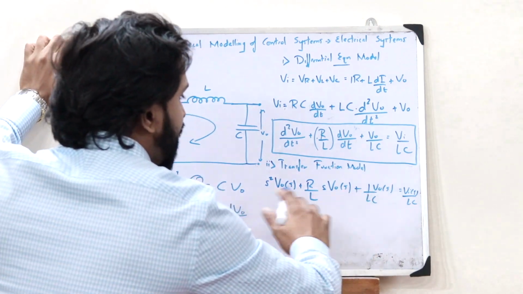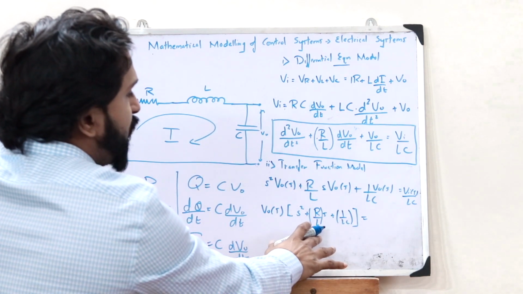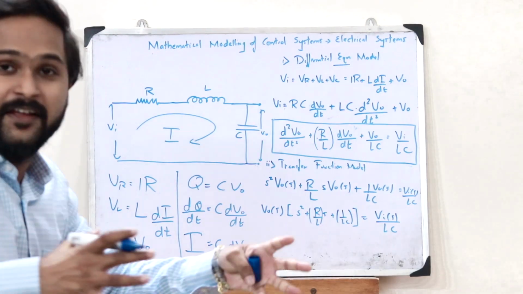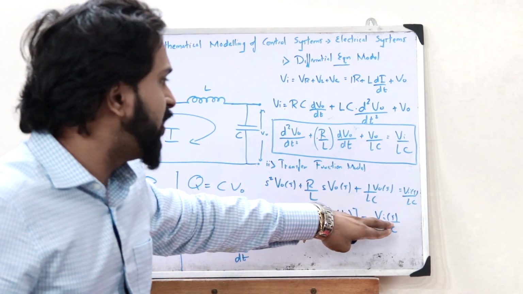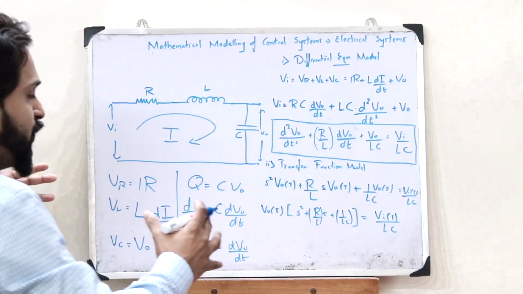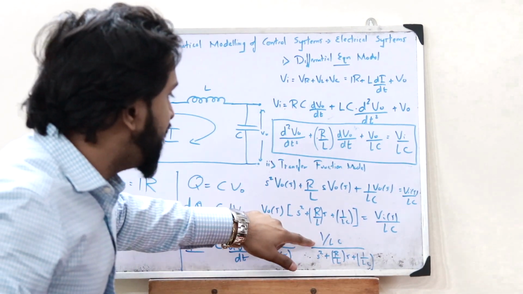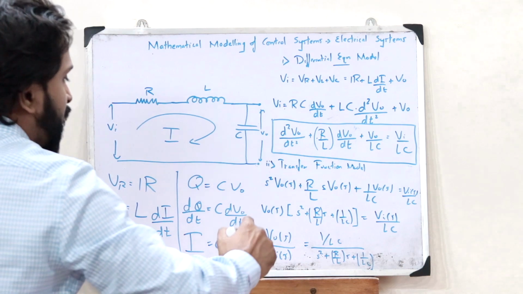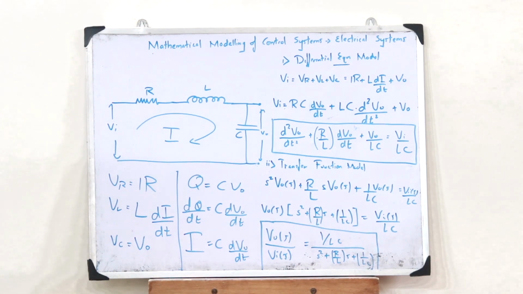So here on taking V0 of s as common, we would get V0 of s into s squared plus R by L into s plus 1 by LC is equal to Vi of s divided by LC. But the transfer function is given by the output voltage V0 of s divided by the input voltage Vi of s. So simply taking this over here, we get the transfer function V0 of s divided by Vi of s, which is equal to 1 by LC divided by s squared plus R by L into s plus 1 by LC. This is the transfer function model of this electrical control system.